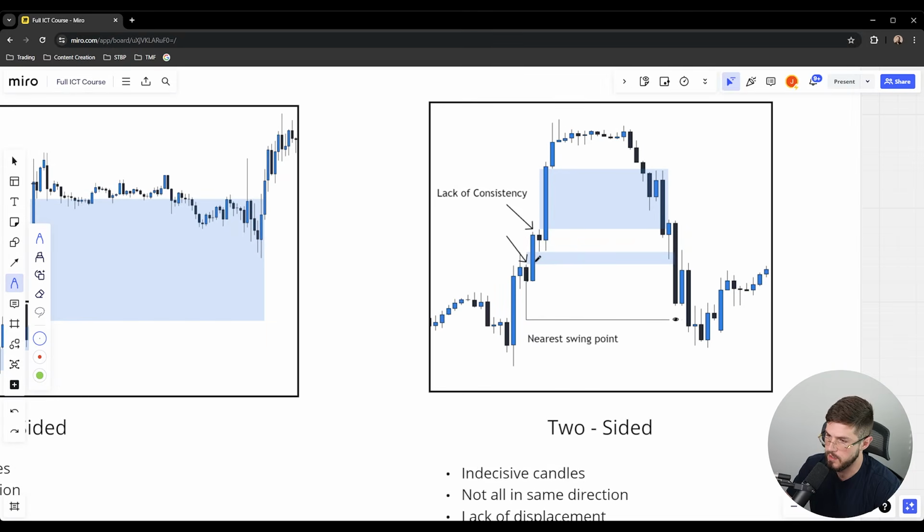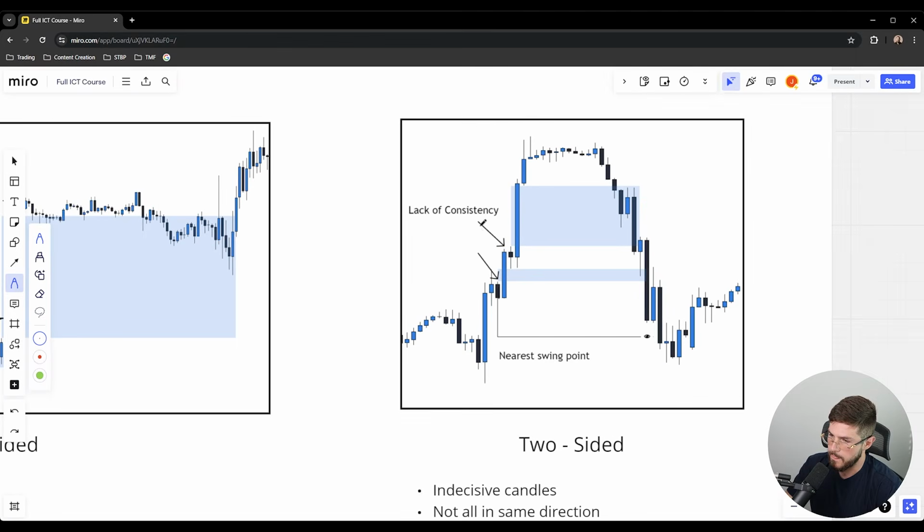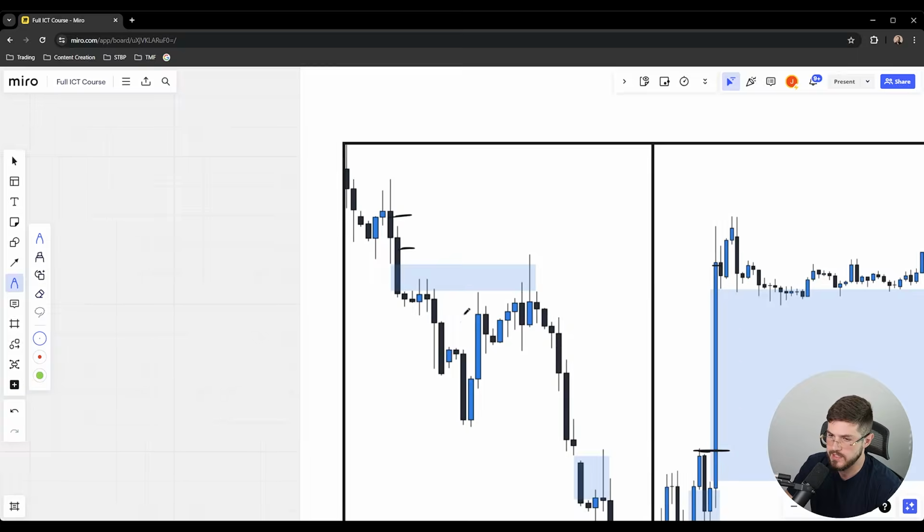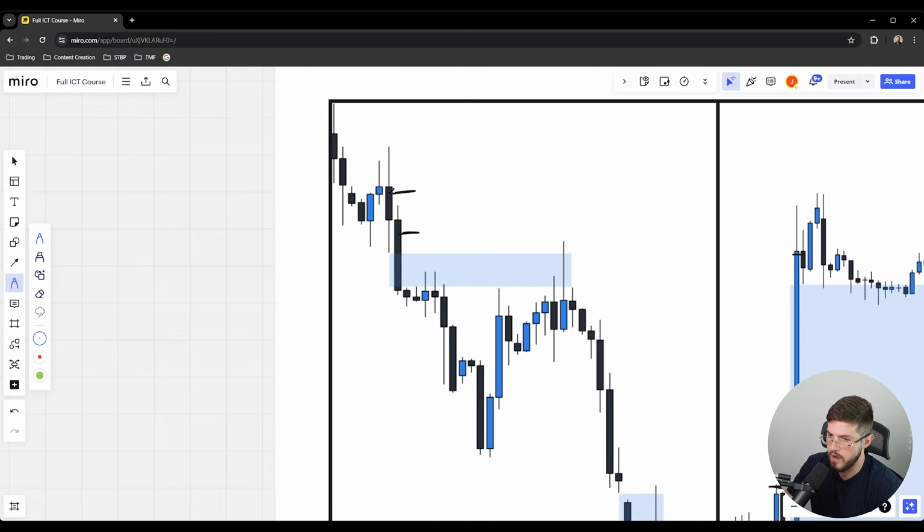Now, if you notice right here, these are the examples that I showed you earlier in the video. Now, there's going to be something called a lack of consistency here. But what does that mean? Well, I want you to take a look at these high probability fair value gaps first. Notice how in this fair value gap right here, all of the candles are down candles, right? We have a down candle right there, a down candle right there, and a down candle right there. That shows displacement. The market is moving in one direction. This is a one-sided fair value gap, and it is going to be higher probability due to that, okay?